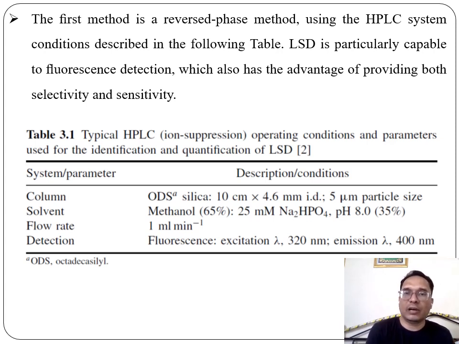The column which is required for LSD analysis is octadecylsilane of length 10 centimeter and 4.6 millimeter inner diameter with a particle size of 5 micrometer. The solvent system which is used for HPLC is a mixture of methanol and ammonium phosphate at a pH of 8. The flow rate is 1 ml per minute and the detector used is the fluorescence detector with the excitation wavelength of 320 nanometer and the emission wavelength of 400.